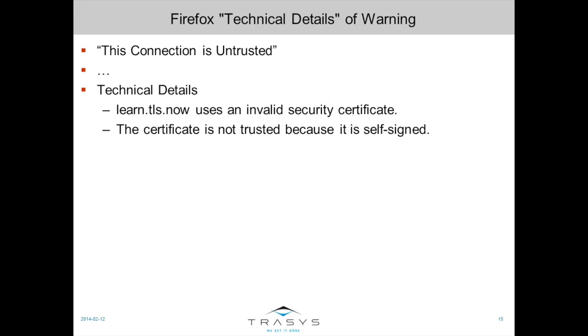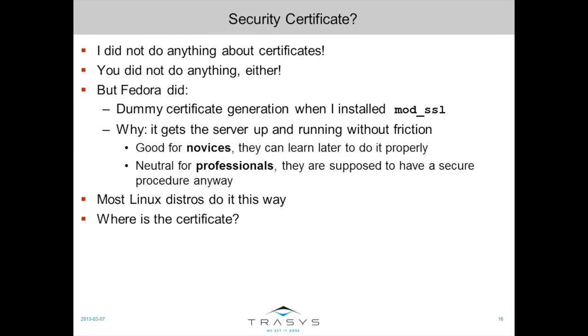So let's dissect a little bit that warning. Firefox says at the top, this connection is untrusted. And it gives us details that LearnTLS now uses an invalid security certificate, and that the certificate is not trusted because it is self-signed. Let's see why each of those happens. First of all, security certificate, we didn't do anything. I didn't do it on the virtual machine. You didn't do it just now. So what happened? Fedora did.